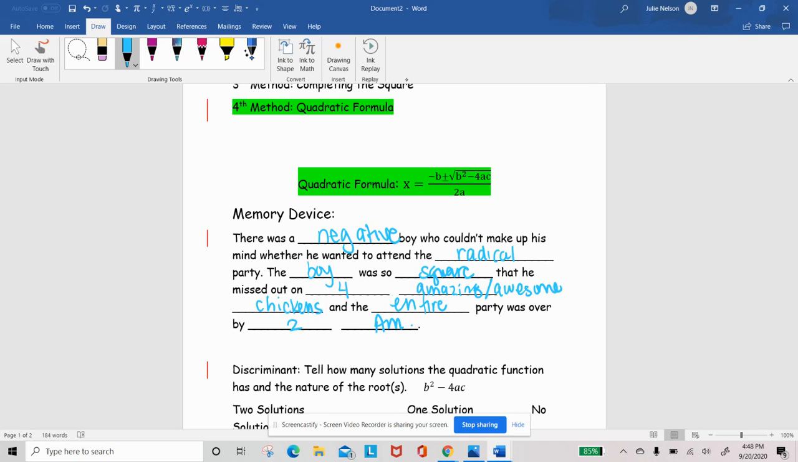Okay, so here we go. There once was a negative boy who couldn't make up his mind whether he wanted to attend the radical party. The boy was so square that he missed out on the 4 amazing chickens, and the entire party was over by 2 a.m.